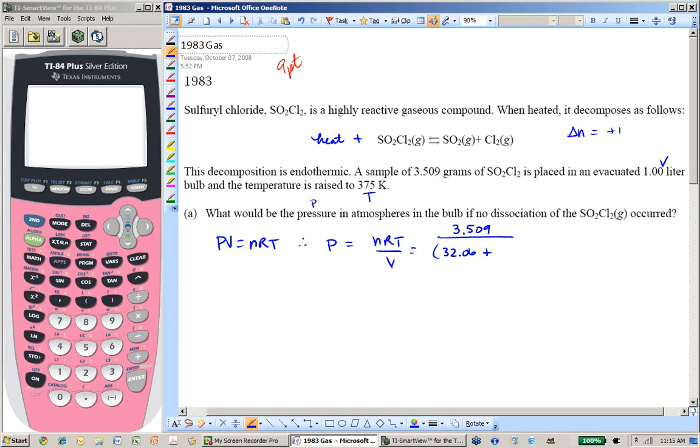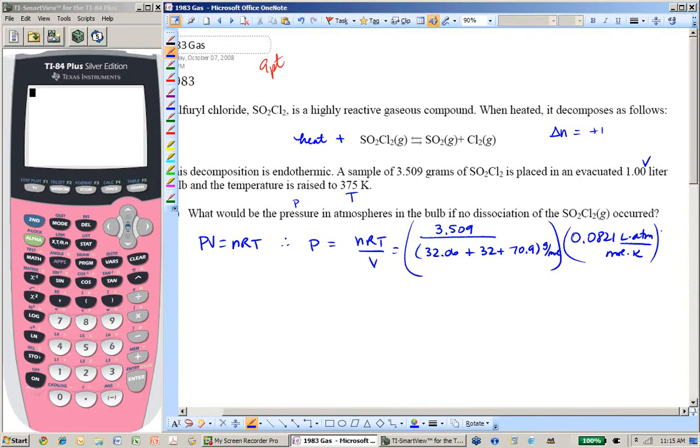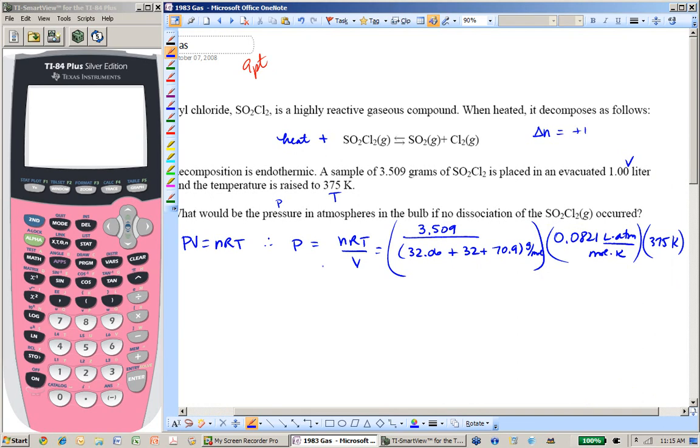32.06 for the sulfur, 32 for 2 oxygens, and 70.9 for the 2 chlorines, and all of that is grams per mole. So that is my n term, and then 0.0821 liter atmosphere per mole Kelvin for my R, and then my T they gave me, 375 Kelvin. All of that divided by 1.00 liter. So my liters cancel, my grams cancel, my 1 over a mole cancels my mole, and my kelvins cancel. I'm left with atmospheres, so that's a good thing if I want pressure.